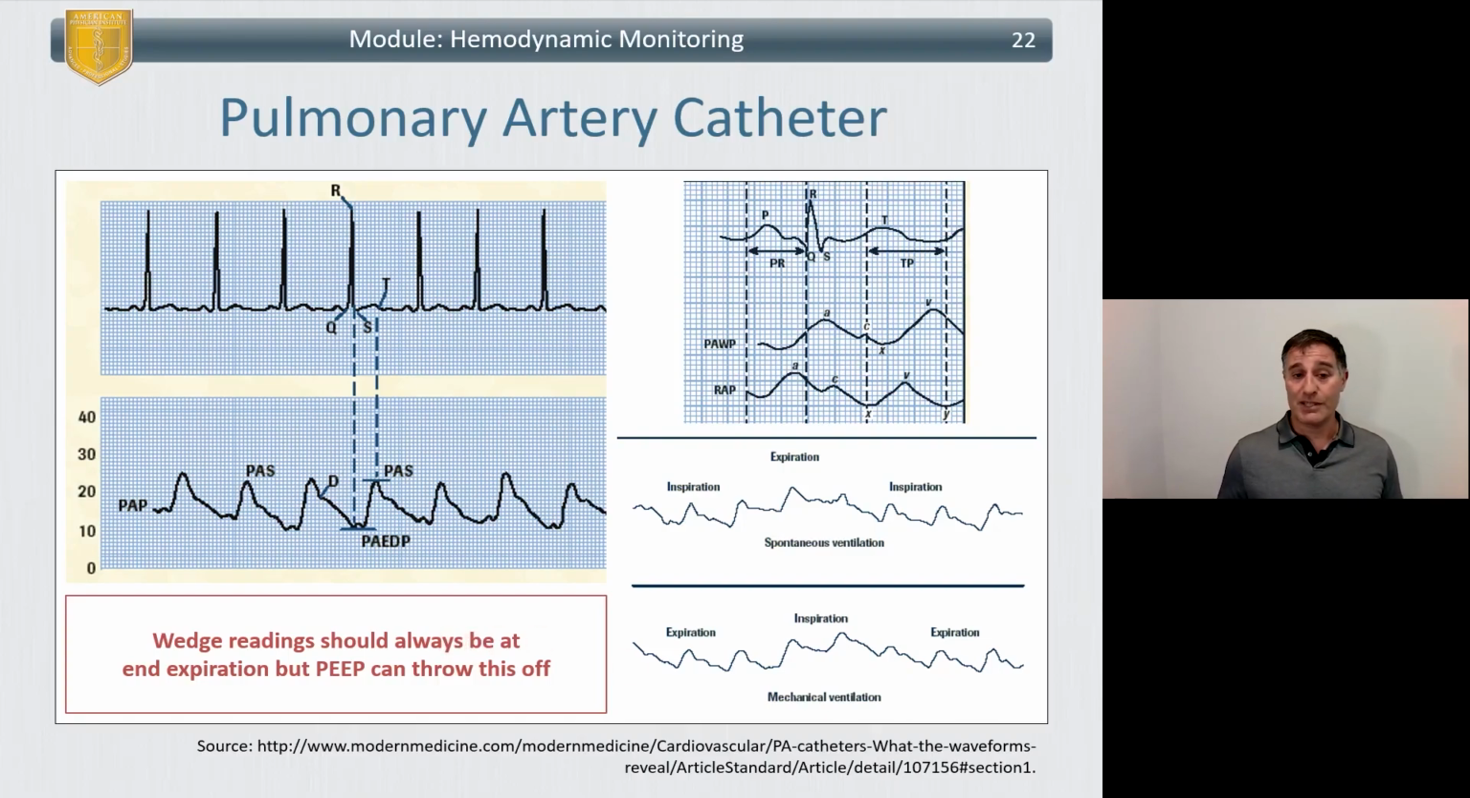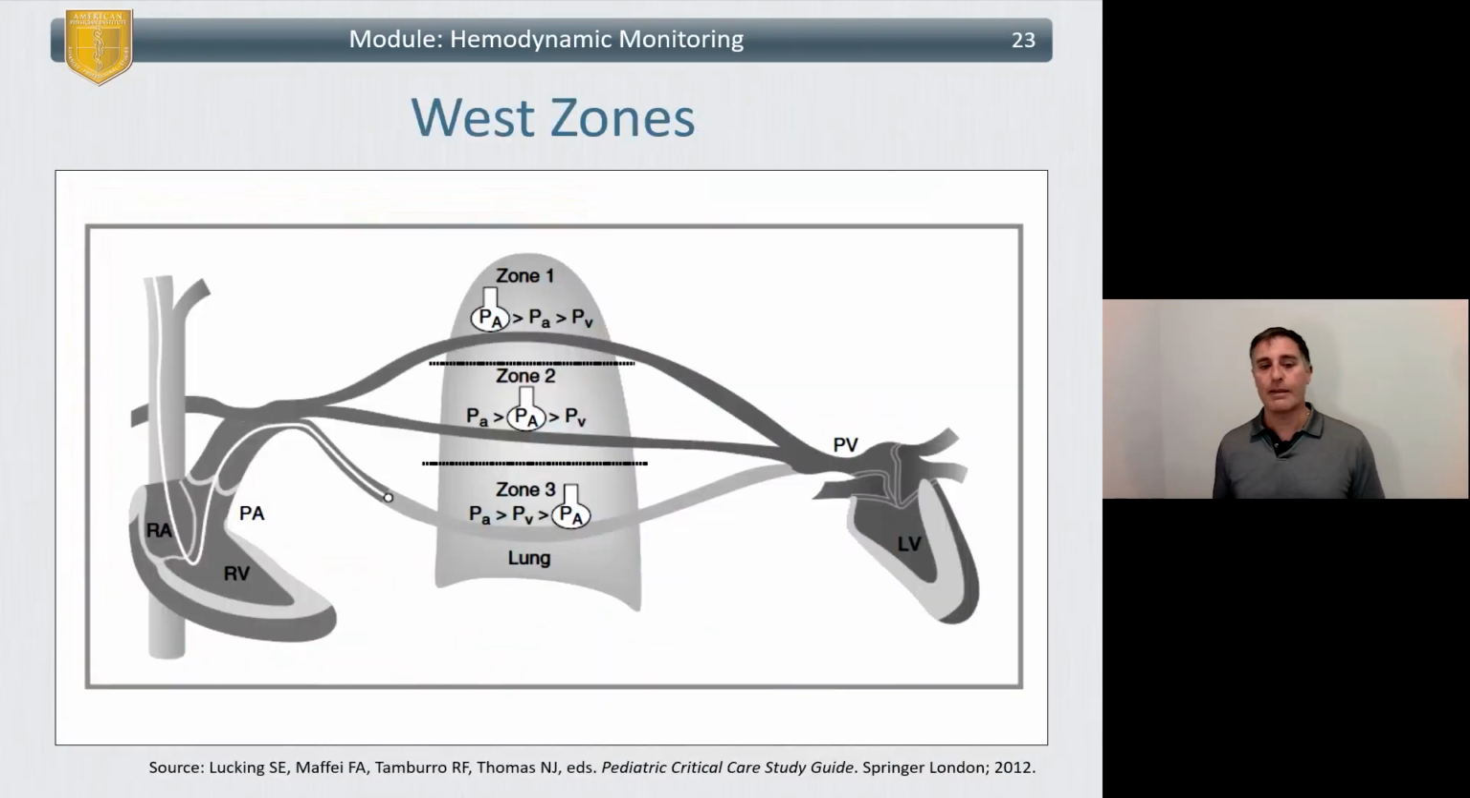So I've talked about the West zones a couple times now, so let's actually look at them. And what we mean by West zones, so this is an example of somebody who's sitting up, and you know that when you're sitting up, the hydrostatic pressure within the pulmonary arteries and capillaries is a lot lower up high in the lung versus down low, right? And that's just because of gravity. So gravity is going to make it so that down low, the pressure of the blood, the hydrostatic pressure, is far higher than that of the alveolar pressure, right? And in that situation, if you have a pulmonary artery catheter there, then this column of fluid reliably is going to be patent, and you're going to get a good tracing and a good wedge pressure.